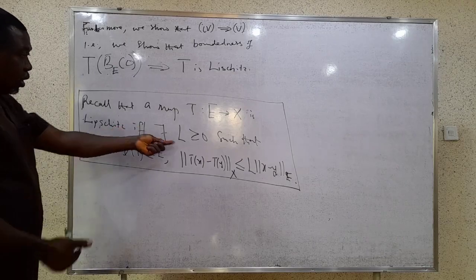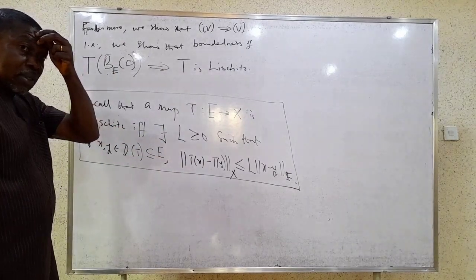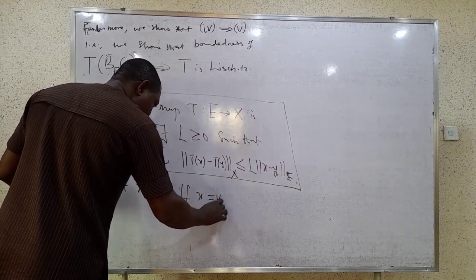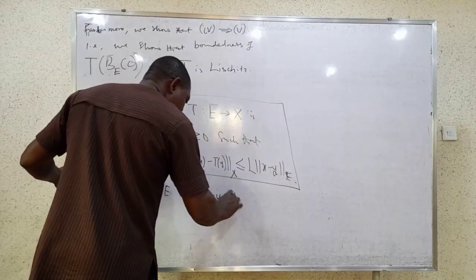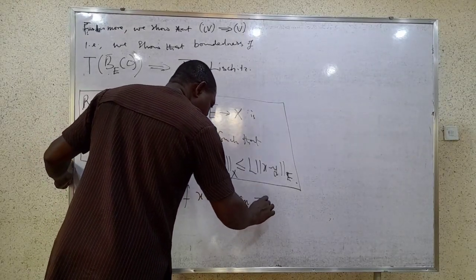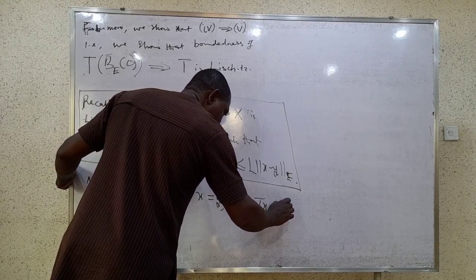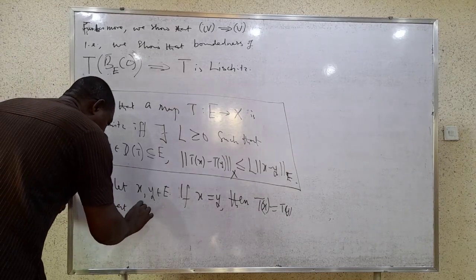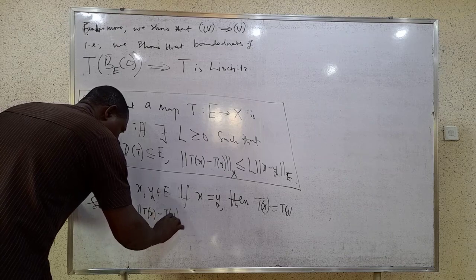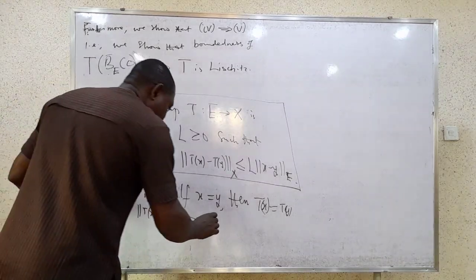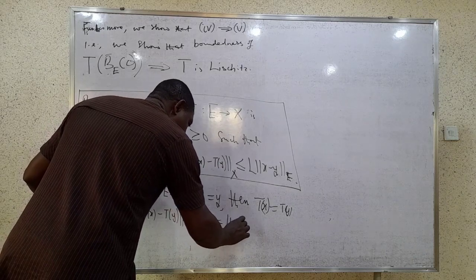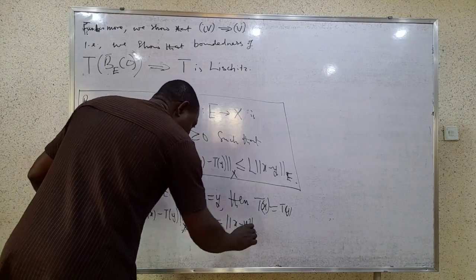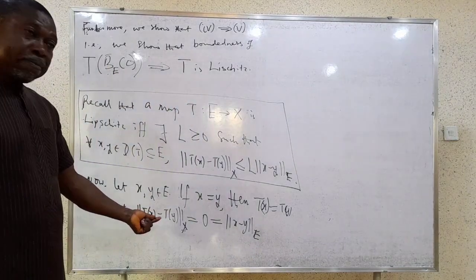To do this, what we need to do is to find a constant L for all x, y in A. If x is equal to y, then T of x will be equal to T of y. Are we together? So the norm of T of x minus T of y is equal to 0, which I can still write as equal to the norm of x minus y. Is it not true? Because we can do this, because x is equal to y.